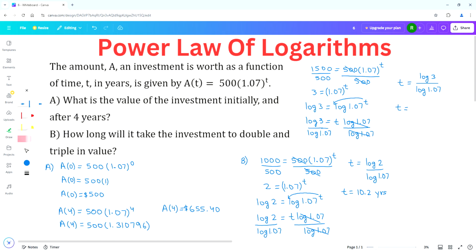We can use a calculator to evaluate this fraction. I got 16.2 rounded to one decimal place and the unit is years. So it will take 16.2 years for the investment to triple in value. So these are the steps you have to keep in mind to solve a problem like this one.